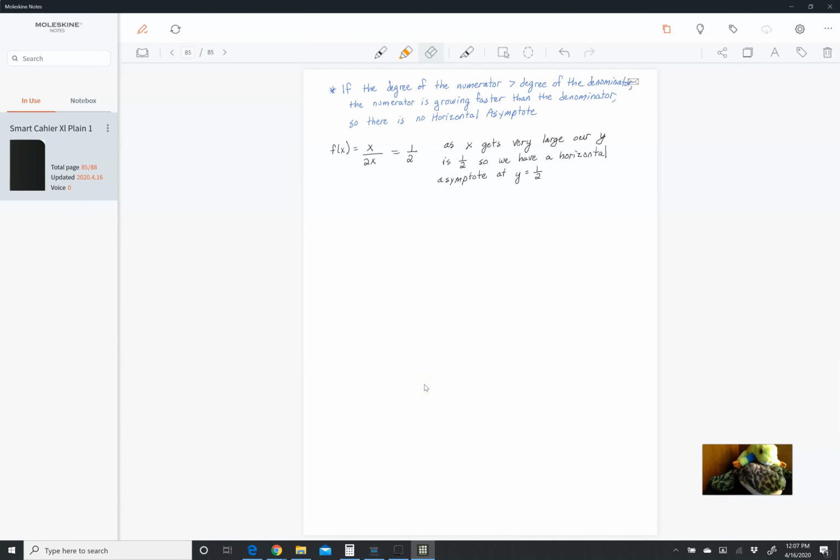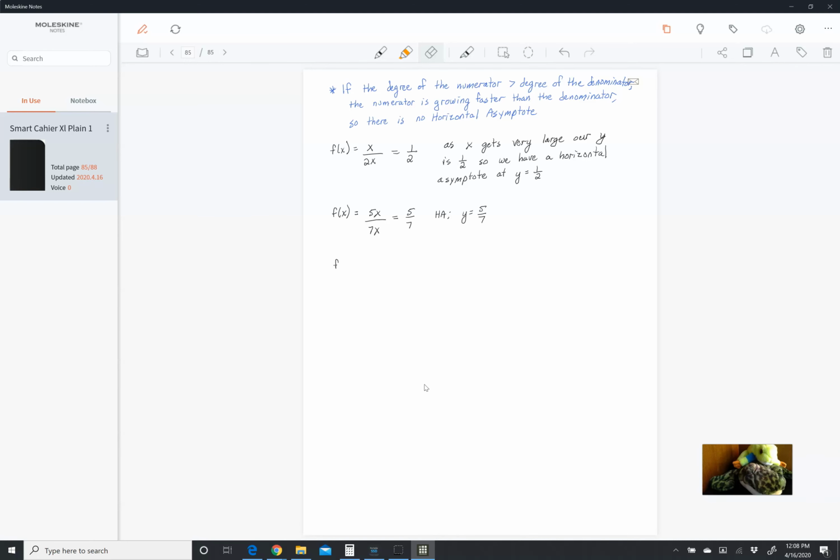Let's say that we have f of x is equal to 5x over 7x. Well, if you notice, once again, your x's cancel. This becomes y equals 5 over 7. So your horizontal asymptote is at y equals 5 over 7.